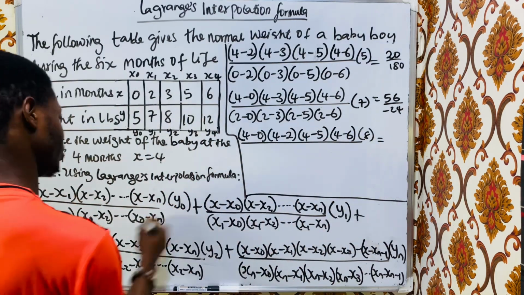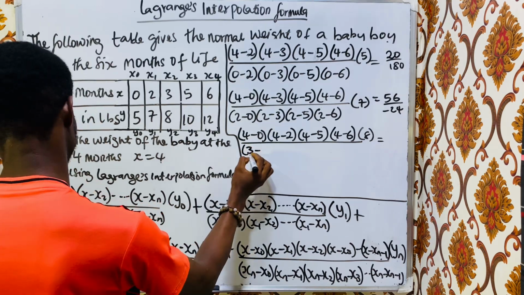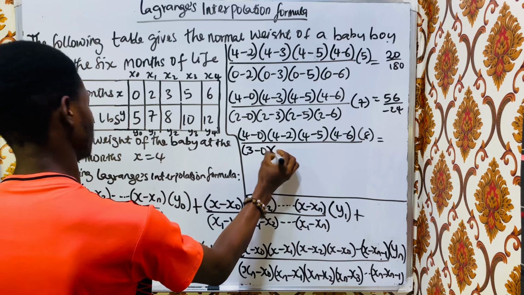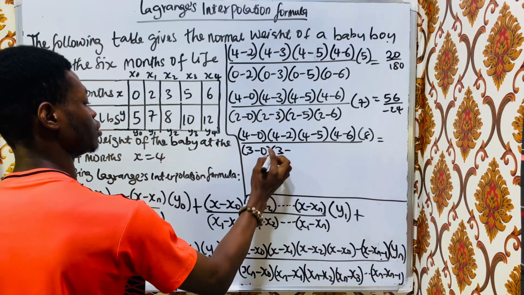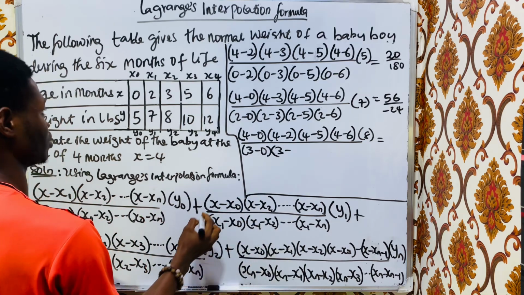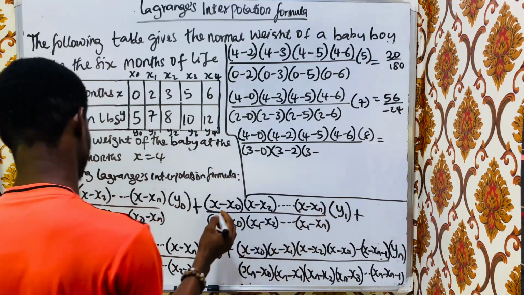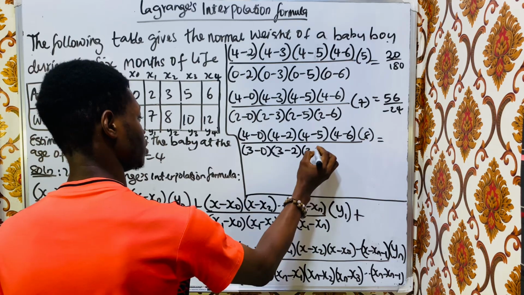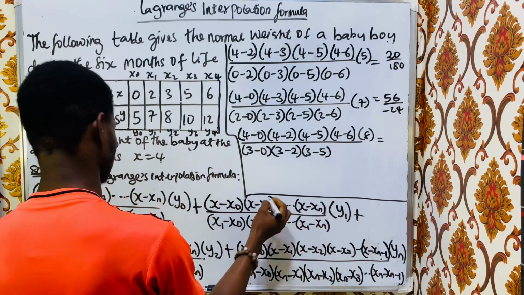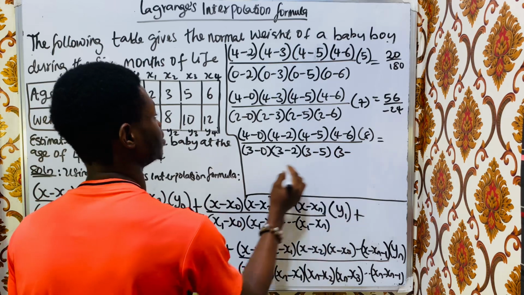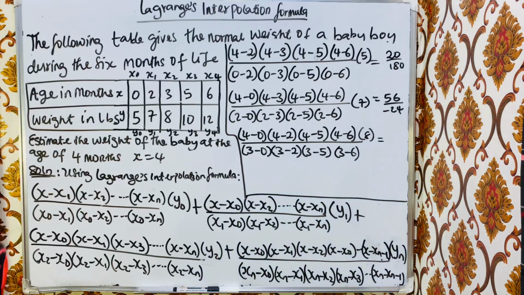So we have for the denominator x2, which is 3 minus x0, 0. Then x2, which is what? 3 minus x1, which is 2. Then 3 minus x3, which is 5. Then 3 minus x4, which is 6. So if you do it well, you are going to get this.